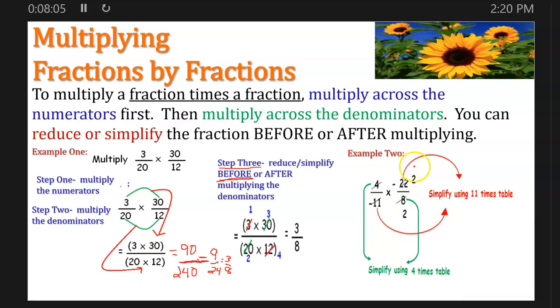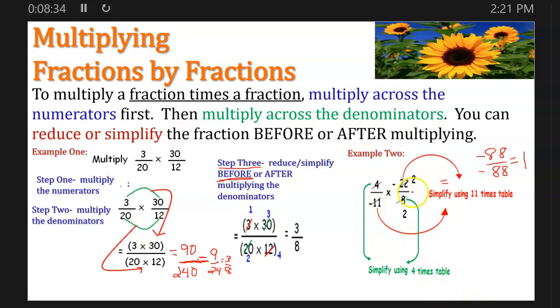Example for a second method here. Let's see. We have 4 times negative 22, and that is going to give us negative 88. And then if we multiply across the bottom, negative 11 times positive 8 is another negative 88. And negative 88 divided by negative 88 is a 1.